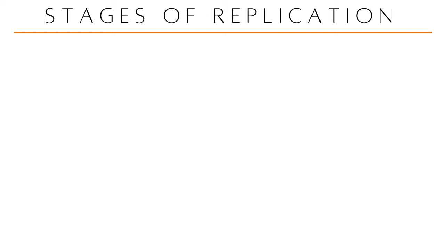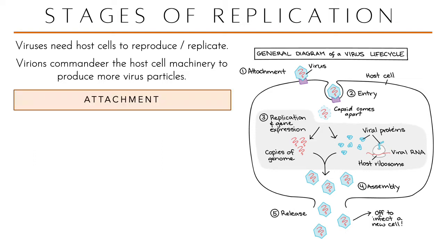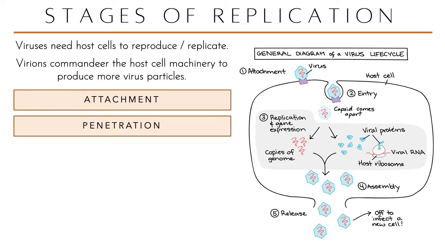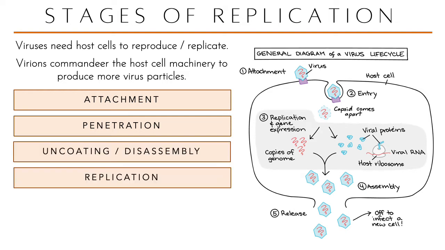As I have repeatedly said, viruses need host cells to replicate. They commandeer or hijack the host cell machinery to produce more virus particles. Remember, the virus does not have its own metabolic machinery, so it uses everything inside a cell to help it replicate itself. We have a variety of stages. It starts with virus attachment on the cell membrane of the host cell. It enters. The virion is disassembled, releasing the genome to the site of replication.